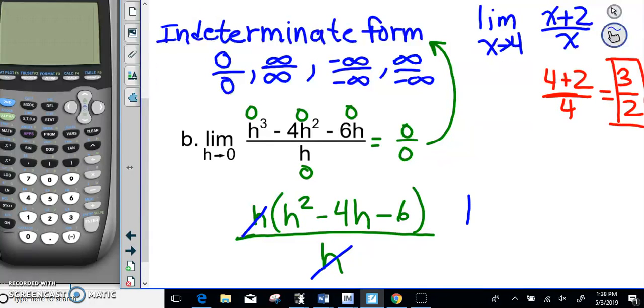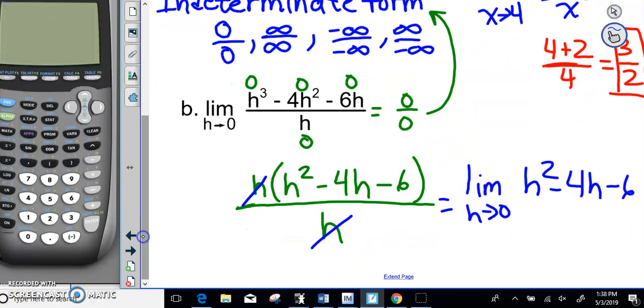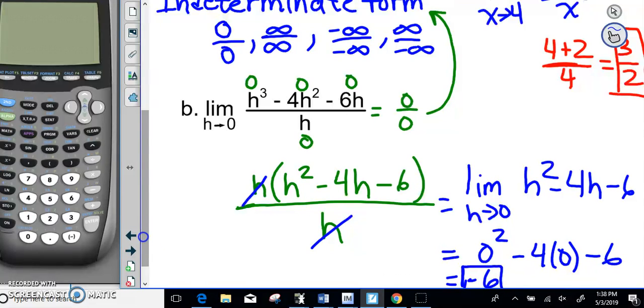So again, our whole thing now would be the limit of h squared minus 4h minus 6 as h approaches 0. Again, we're going to substitute 0 into the problem, and we should be able to get an answer real quick. We substitute 0 in for each h, so our final answer would just be -6. And that's it. That's the answer to your limit problem.